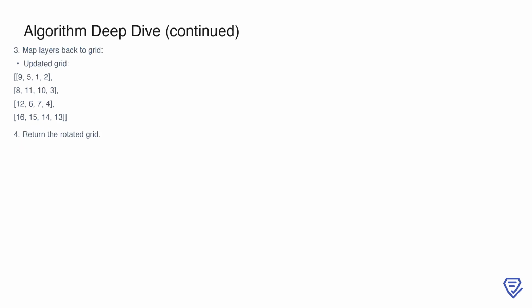Let's walk through an example. Suppose the input grid is a 4 by 4 matrix, and k is 2. The first step is to extract the layers.